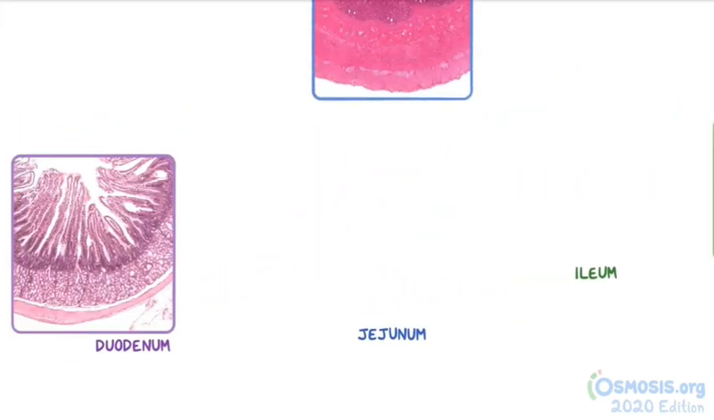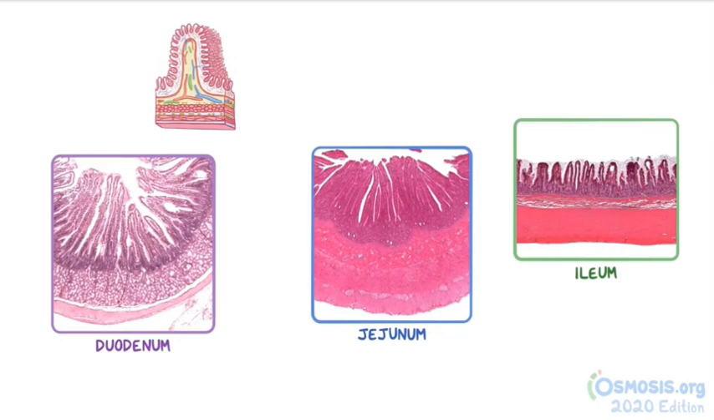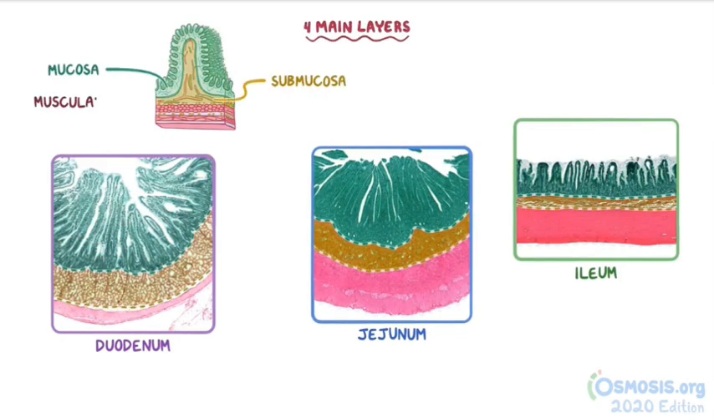Similar to the rest of the GI tract, the wall of the small intestine has 4 main layers: the mucosa, submucosa, muscularis propria, and in the small intestine, the outermost layer is a layer of connective tissue called the serosa. In these images, the serosa is only present in the image of the duodenum.